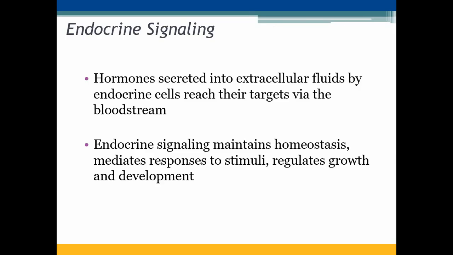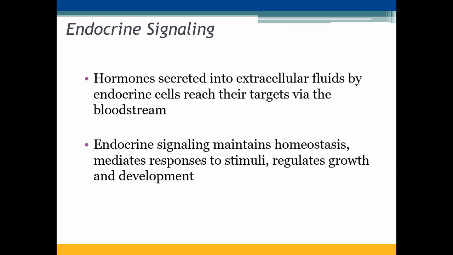First of all, we look at endocrine signals. Hormones secreted into extracellular fluid by endocrine cells reach their target via the bloodstream. It means the glands pour their secretions into the blood. First of all, the cells secrete them into the extracellular fluid. Then it is taken up by the blood. And the blood is basically the shuttle or the medium which takes it to the different cells of the body.